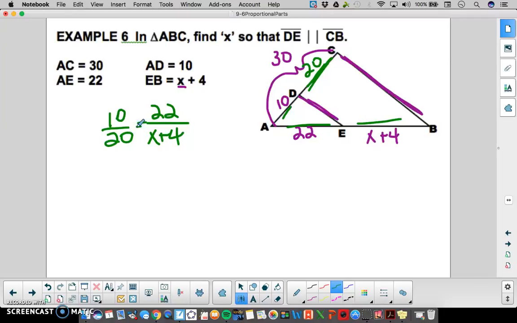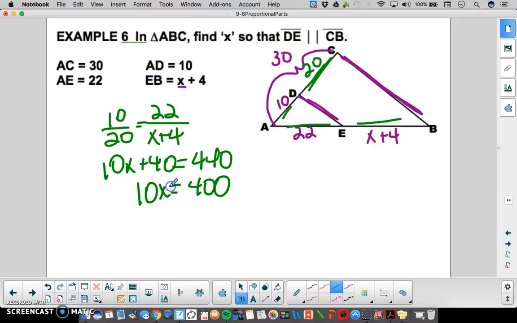Now I'm solving this proportion, so 10x plus 40 equals 20 times 22, which is 440. Subtract 40 from both sides, and I get 10x equals 400. Divide by 10, and x is 40. So the value of x that would make those parallel is 40.